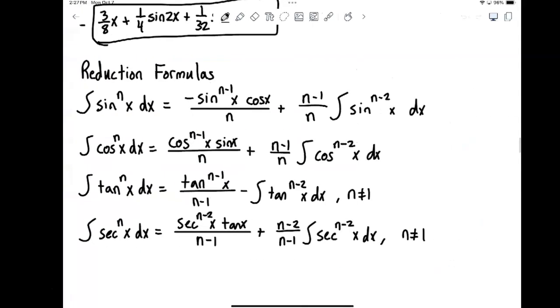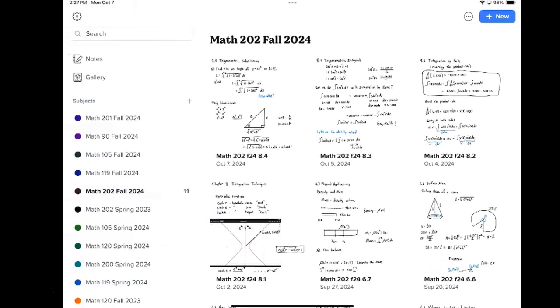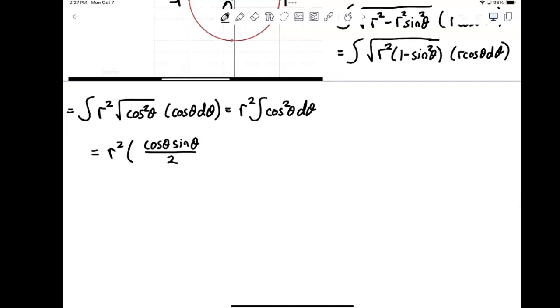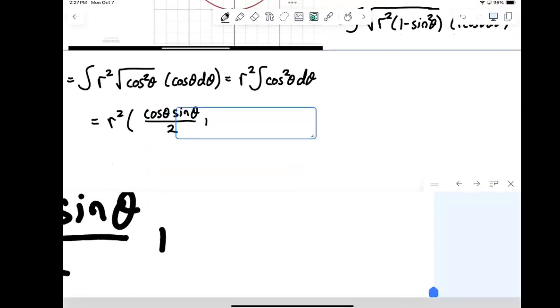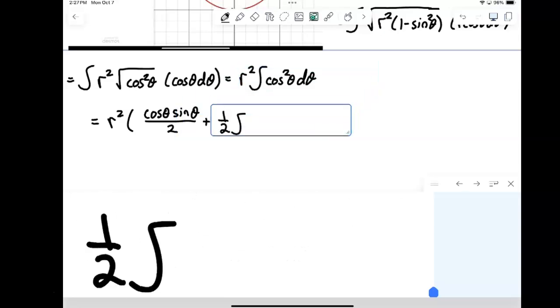And plus (n minus 1) over n times cosine of the power 2 smaller. So n minus 1 is 2 minus 1, which is 1, divided by 2. So that would be plus 1/2. And 2 powers lower would be cosine to the 0, so we're just down to d theta.